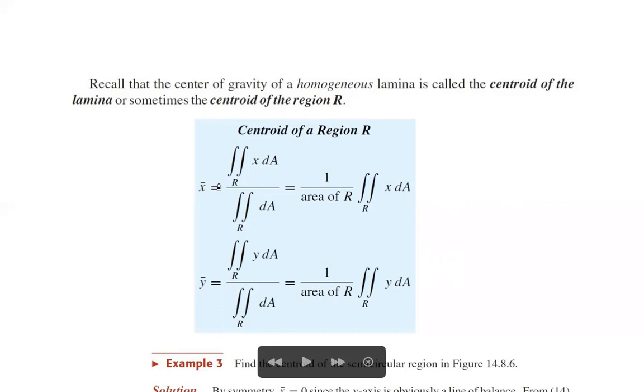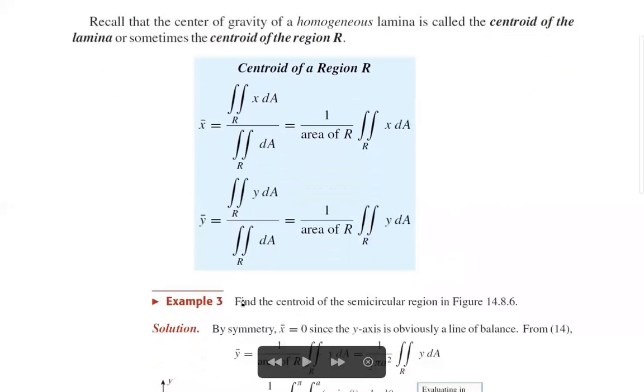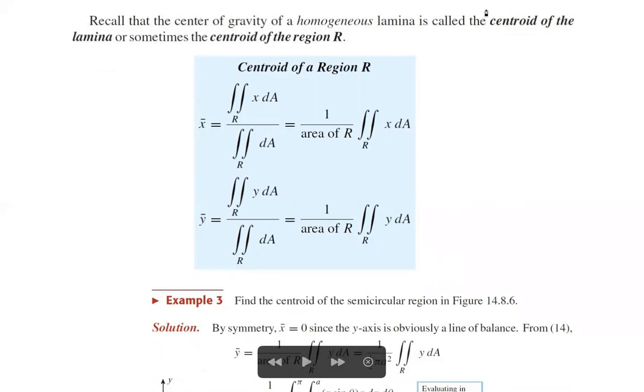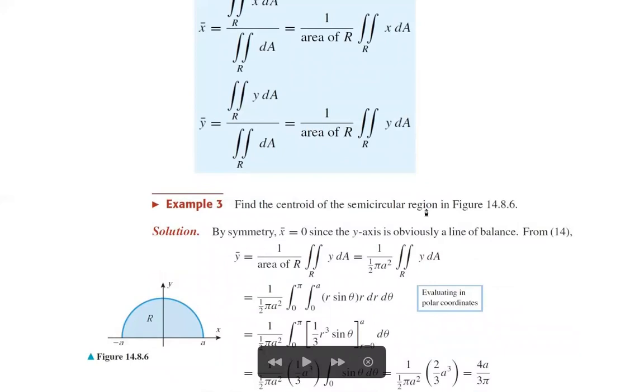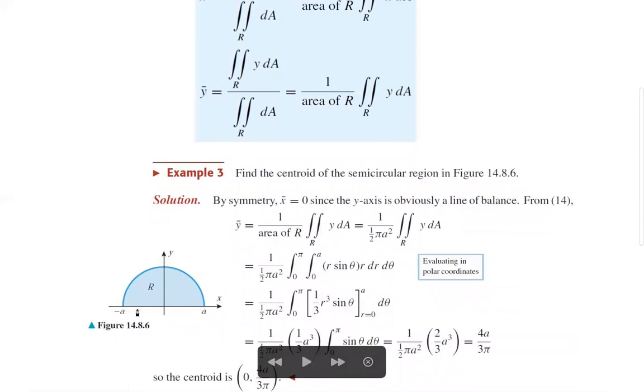So x bar is equal to 1 by the area of R into the double integral over R of x dA. Similarly, y bar is equal to the double integral over R of y dA divided by the area of the region R. Now find the centroid of the semicircular region as shown in the figure. It's a semicircle with center 0, 0 and radius a.